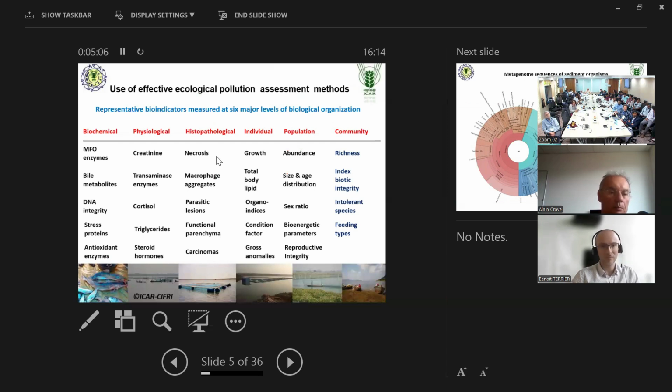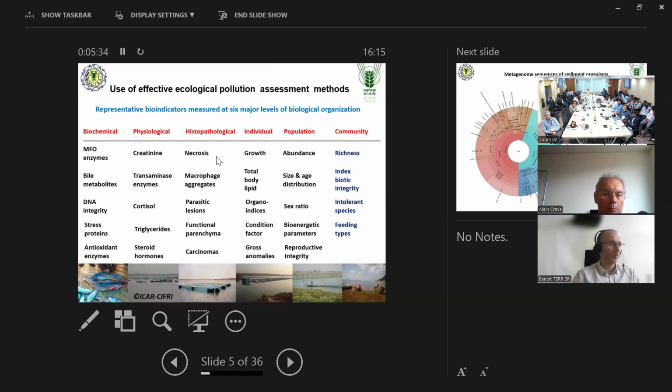We go for the biochemical process, physiological process, histopathological process, then individual level, population level, and community levels. Today we discussed from your presentation that abundance and richness come under the population, whether the entire population, the fish or say macrobenthos or the planktons, are being impacted or not, and at the community level.